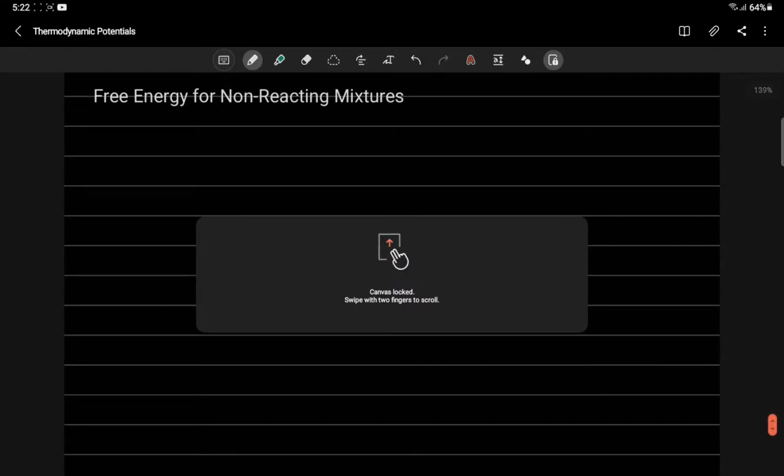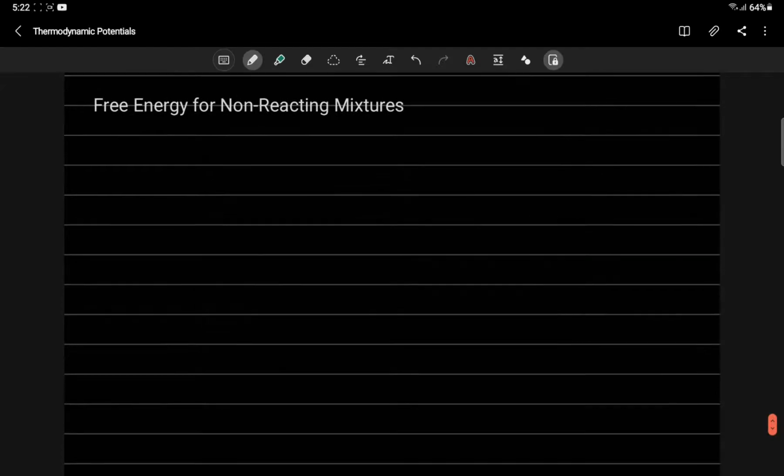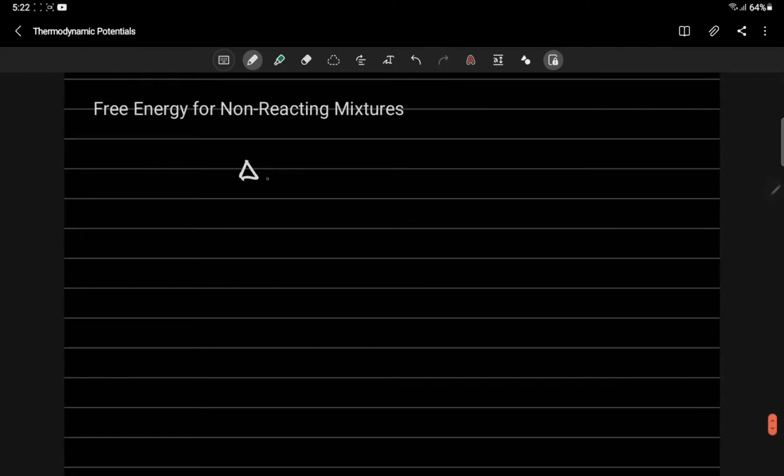If you are going to create a mixture, mayroong free energy associated doon sa mixture na yon. And how do we calculate the free energy for mixing? So the equation that you will use is this. Gibbs free energy of mixing is equal to nRT, and take the summation of the mole fraction times the ln of the mole fraction.